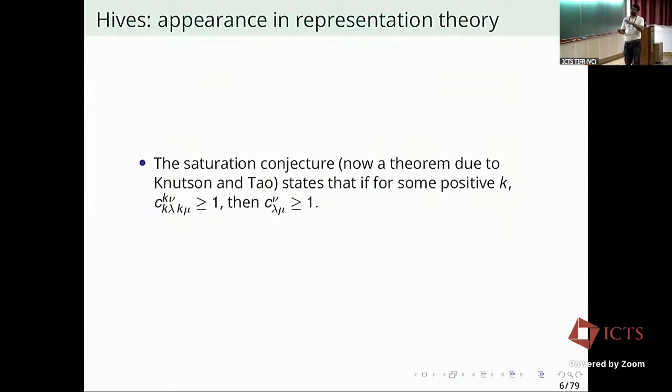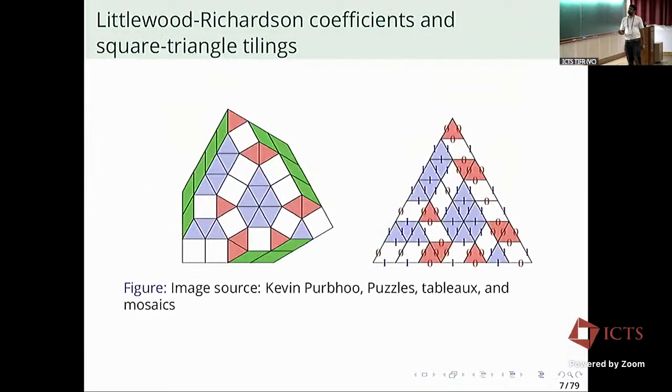But because of this connection with hives, it turns out that it's sufficient to prove that if the original hive polytope when scaled by k contains a lattice point, then the original hive polytope contains a lattice point. Okay, and this is how they proved the saturation conjecture, in fact. So there's a lot of interesting combinatorics that surrounds the Littlewood-Richardson coefficient. So they also equal the number of square triangle tilings of certain domains.